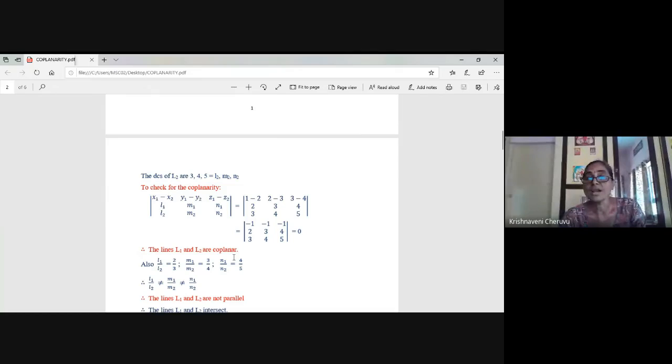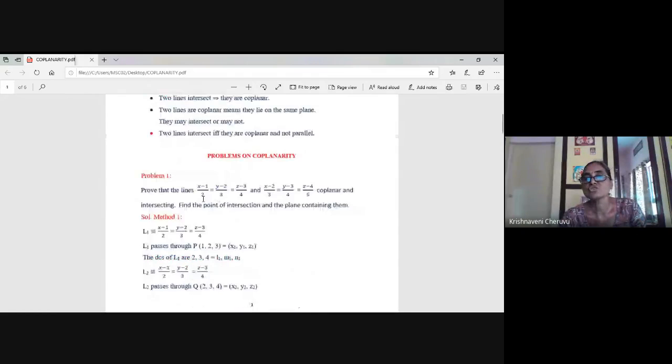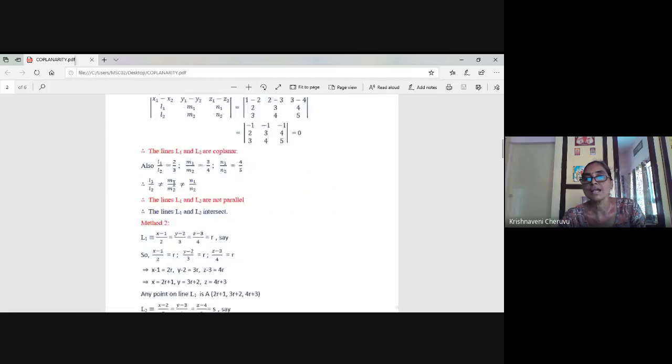See, when they are coplanar, it doesn't mean that they intersect. To check that, you find out the ratios. L1 by L2 is 2 by 3, M1 by M2 is 3 by 4, N1 by N2 is 4 by 5. Because L1 is 2, M1 is 3, N1 is 4, L2 is 3, M2 is 4, N2 is 5. So L1 by L2, M1 by M2, N1 by N2. See, they are not equal. If they are equal, we say that they are parallel. Because the ratios of the DCs are different, we can say that the lines are not parallel.